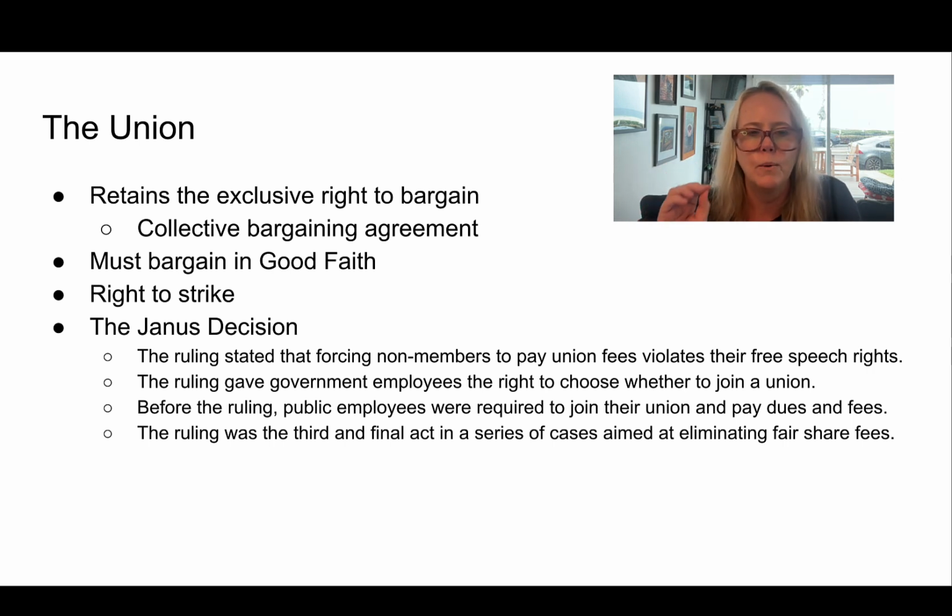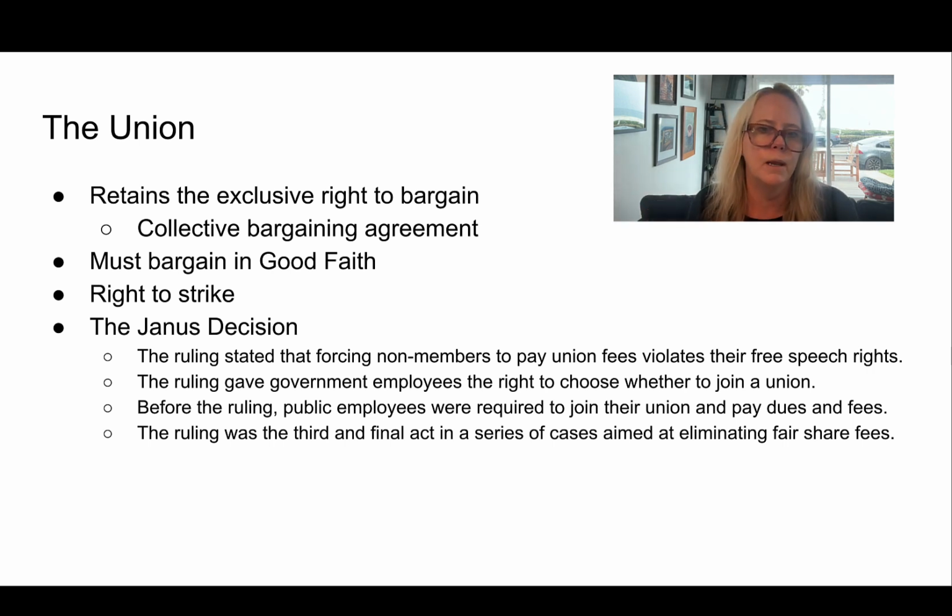There was a recent Supreme Court ruling known as the Janus decision. What typically happened prior to Janus was that you had a right to not be in the union, but you still had to pay the fees, even if you didn't want to be in the union, because the union still represents you. The Janus decision basically said that forcing non-members to pay union fees violates their free speech rights. So paying union dues needed to be voluntary.